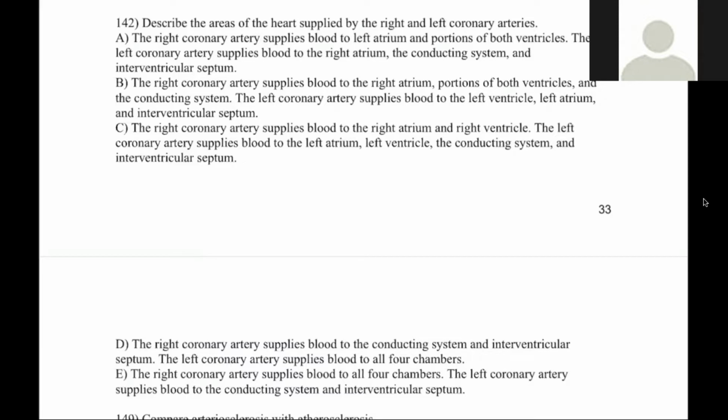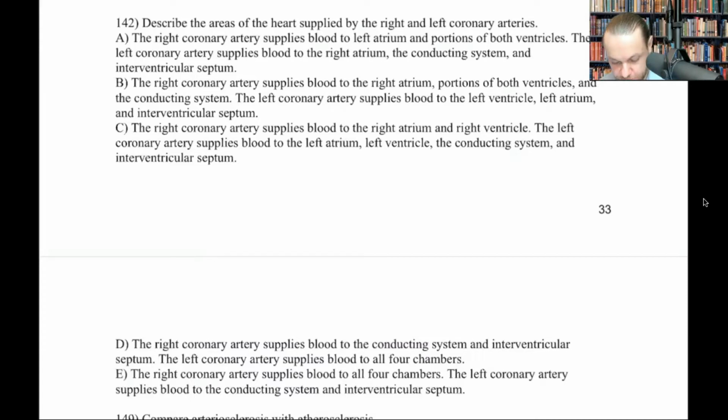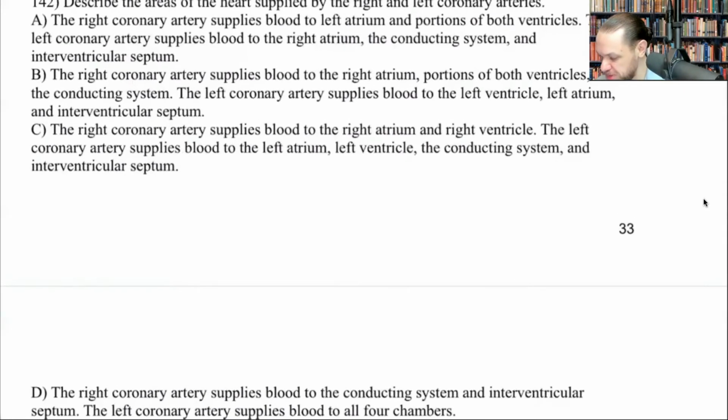Which choice are you saying? C. So let's see here. The left coronary artery supplies blood to the... There's one thing that's not fully correct with choice C, right? Choice B is slightly better. Let me tell you why.